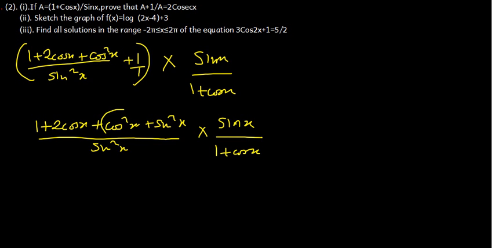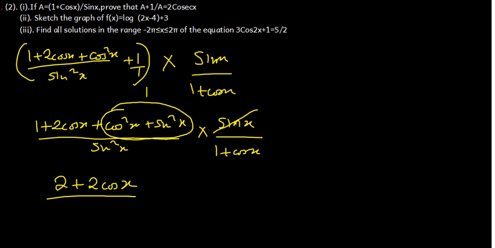So cos squared x plus sin squared x is a 1, so put a 1 there, and this 1 plus this 1 will give us a 2, so that will be 2 plus 2 cos x, and then divided by, this sin will go with this, so we'll just remain with sin, 1 sin, because it was sin squared, and then times it, so we'll remain with the 1 there, and then you will remain with 1 plus cos x.